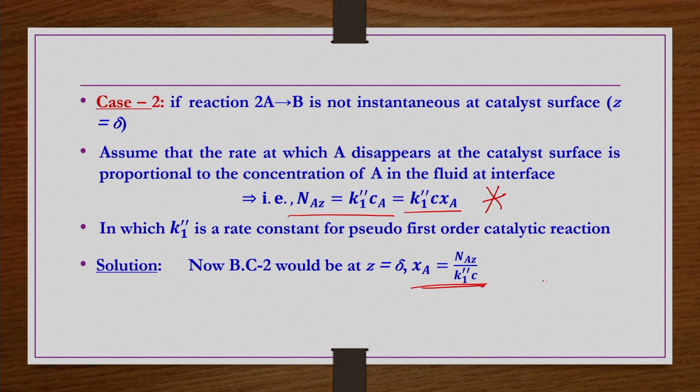Whereas the other boundary condition, at Z equals 0, Xa equals Xa naught, that is remaining the same, BC1, that is not changing. Only at the catalyst surface, which is at Z equals delta. Now, the reaction is not instantaneous, it is a first order reaction. The flux NaZ is K1 double prime C Xa, and then Xa equals NaZ by K1 double prime C.